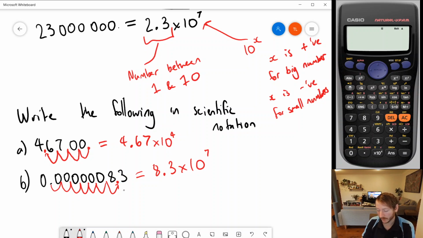Now, this number is really small. 0.000. That's obviously quite small. I need to be dividing by 10 to the 7, which means I need my negative there, because that makes times 10 to the negative 7 the same as divided by 10 to the 7. So that's really big numbers, really small numbers.